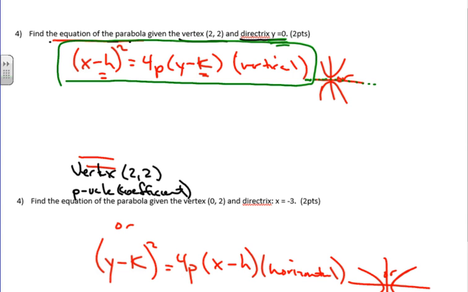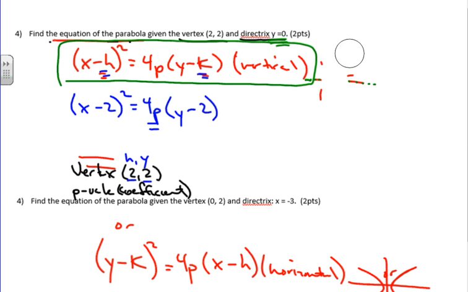So right here, we're going to take our vertex and plug in for h and k. h is the x of the vertex, k is the y of the vertex. So we have x minus 2 squared equals 4 times p, y minus 2. And that's it. Now, the next thing we have to do is figure out our p-value. I'm going to graph this out now. Our p-value is the distance from the vertex to the focus, or the distance from the vertex to the directrix. Our directrix is at y equals 0, a horizontal line.